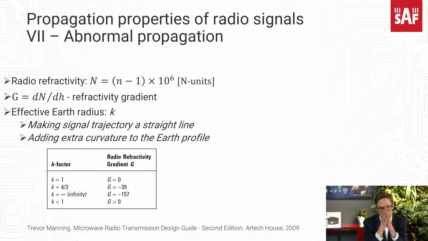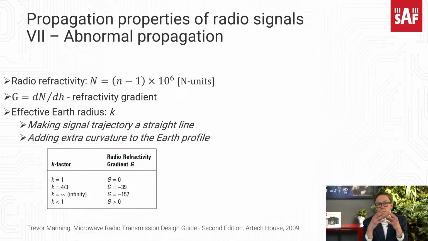And in that sense, if under different atmospheric conditions the trajectory is different, it can be well described by the G, or by the refractivity gradient, because the refractivity gradient is different, right?